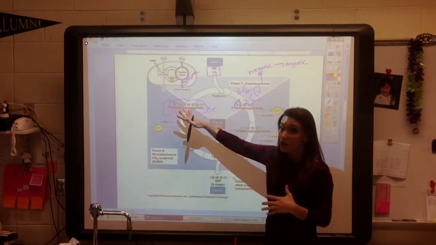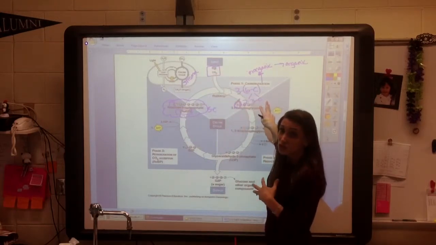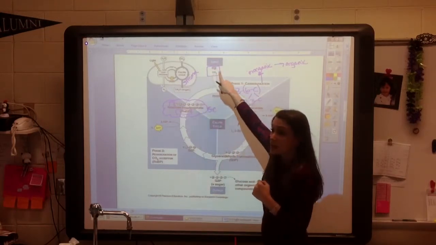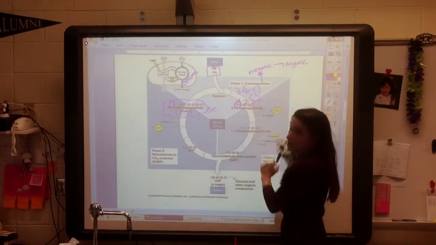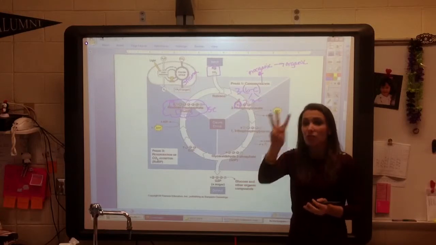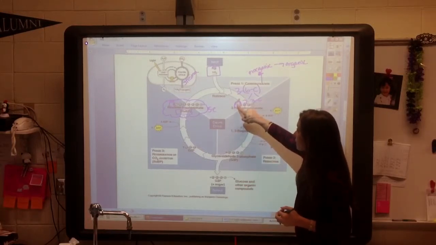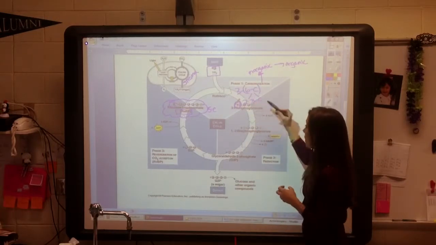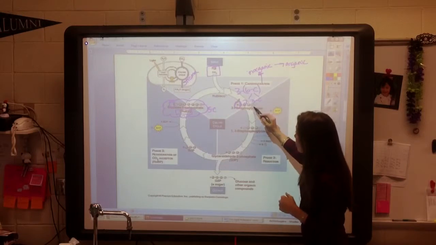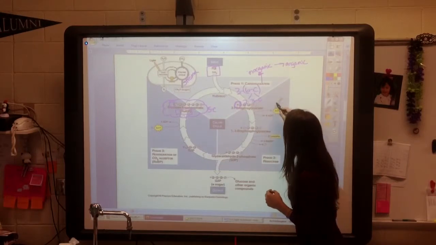I start with a 5 carbon, I add a 1, 5 plus 1, 6. 6 divided by 2, 3s. But this has to happen 3 at a time. So that's how I end up with 6 3-carbon compounds. To my 3-carbon compound, I'm going to remove each of those phosphates.